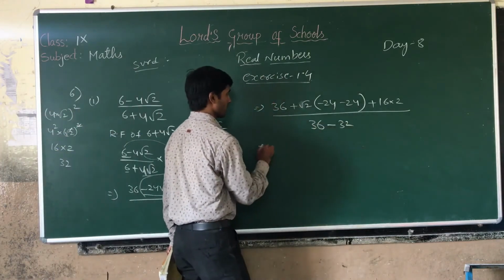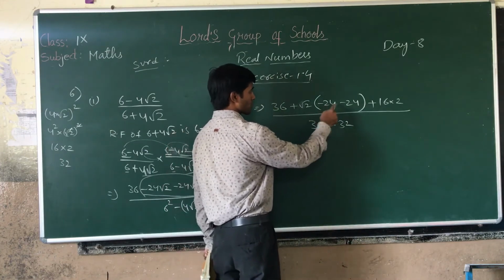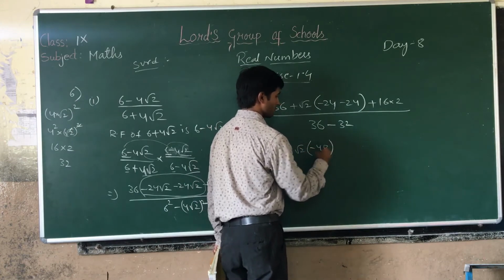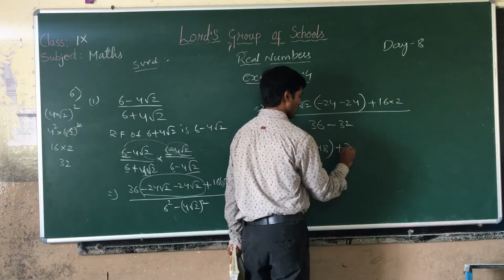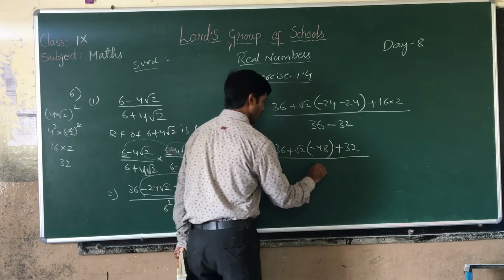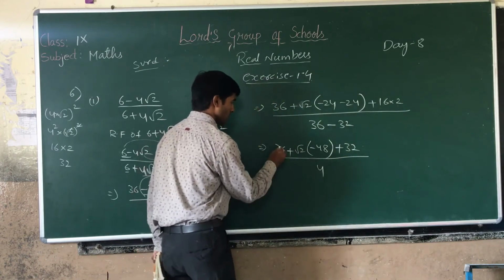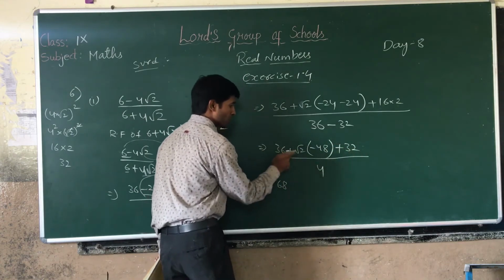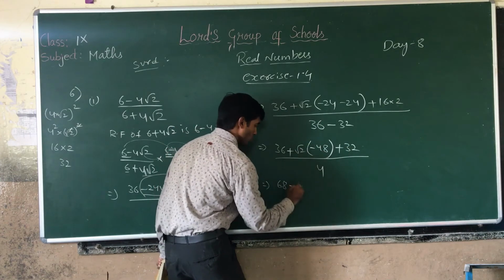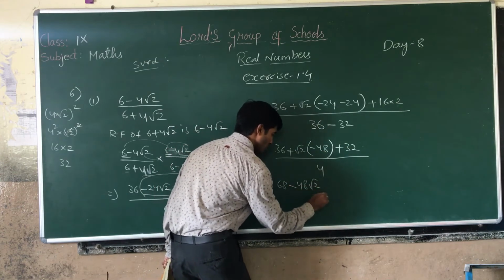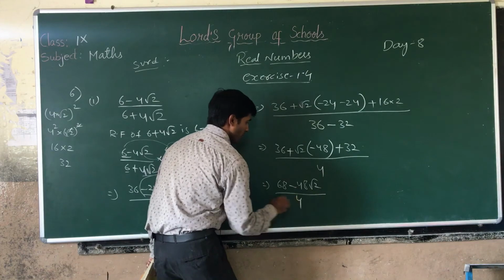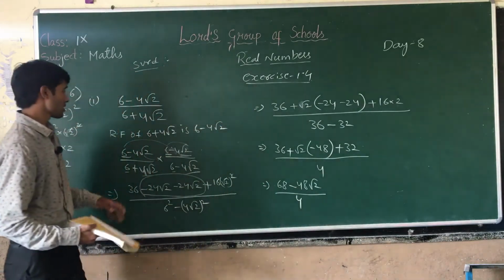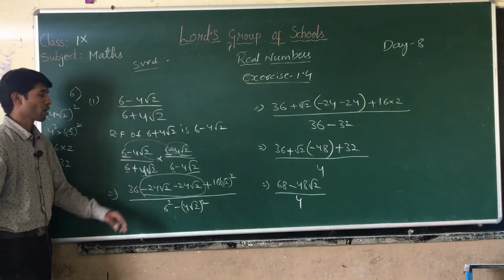Now solve the numerator. 36 plus 16 2s are 32, and minus 24 minus 24 will become minus 48 root 2. Now the last step, 36 plus 32 is 68. Now plus into minus, so minus 48 root 2 by 4. If you want, you can take a common factor in the numerator, otherwise you can leave it as it is. This is how you have to do the rationalizing of the denominator.